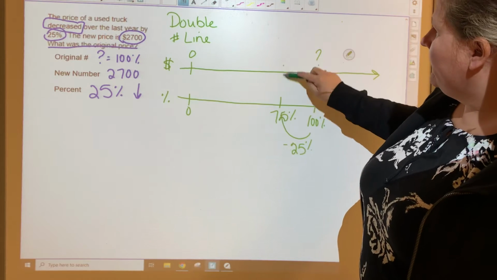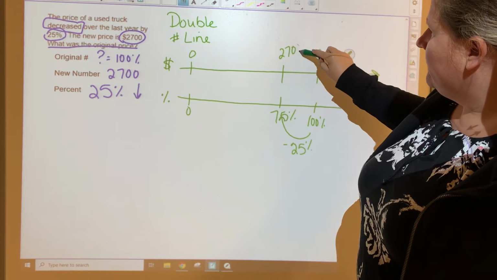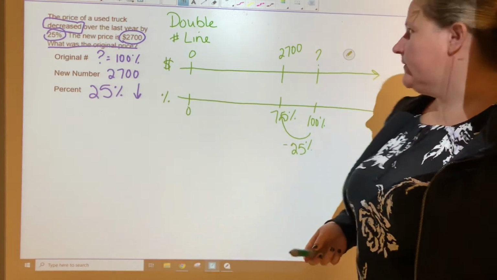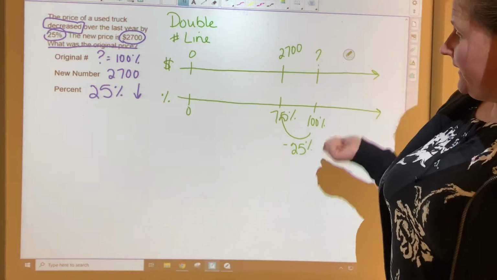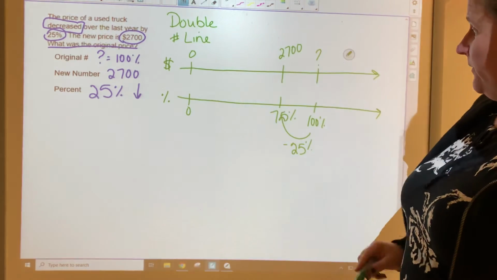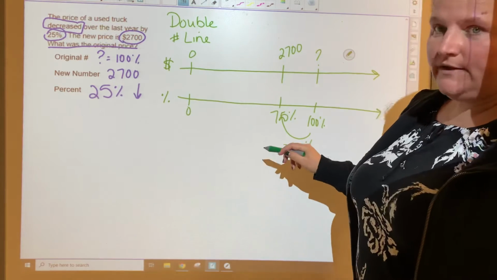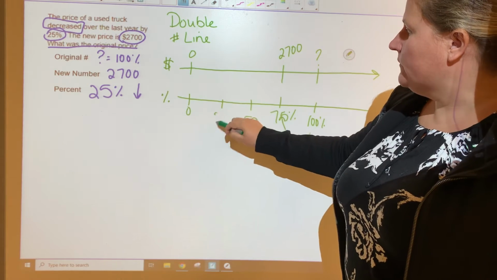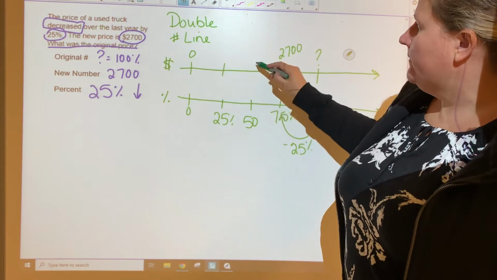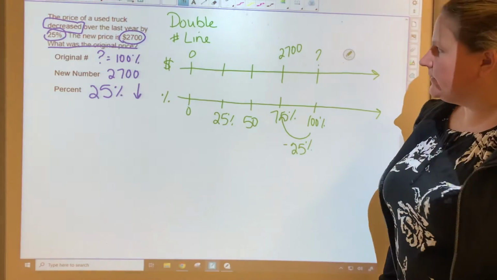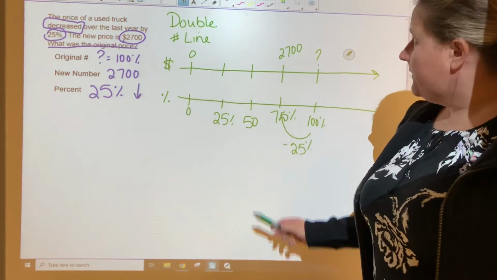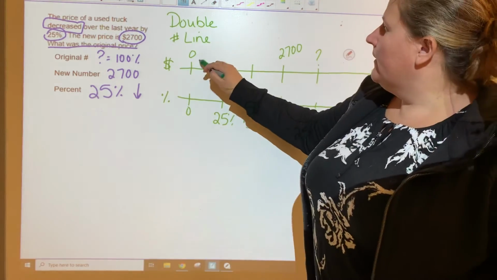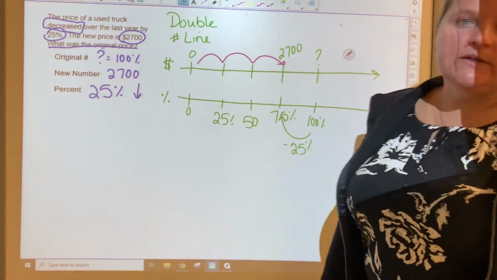So that's my 2,700. That's my new number. That's at, after I take away that 25%. Well, I got to put in my extra tally marks because we need to figure out what we're jumping by. And if I'm going down by 25s, I'm going to go down by 25. So 75, 50, 25. I'm going to put my corresponding dashes at the top, or tick marks at the top. And I'm going to then go and I'm going to see, all right, 1, 2, 3 jumps gets me to 2,700.